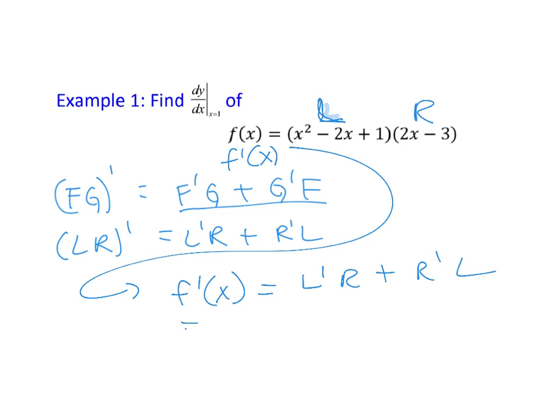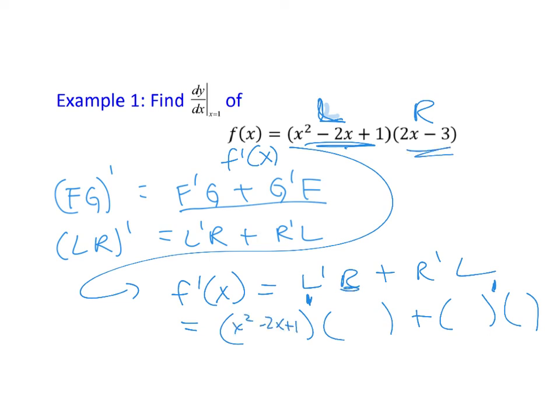The next thing is, I'm just going to substitute what my right and my left function is. I'm going to keep the dashes here. So what's my left function? It's the parabola, x squared minus 2x plus 1. My right function is the linear, 2x minus 3. But notice how I haven't really done the derivative of each section. I just did the product rule. The product rule is finished. Now we have to execute each bracket.